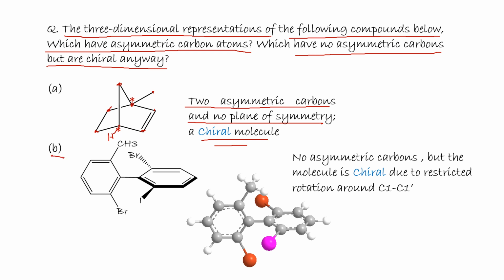In the next compound, we don't have asymmetric carbons, but the molecule is chiral due to the restriction of rotation around the C1-C1 prime bond. There is no rotation around this carbon-carbon bond. So this molecule and its mirror image will not be superimposable. That's why this is a chiral molecule.